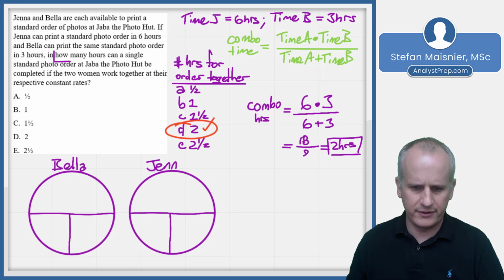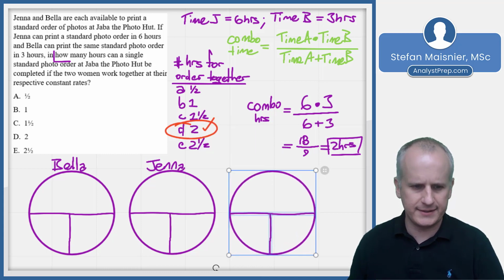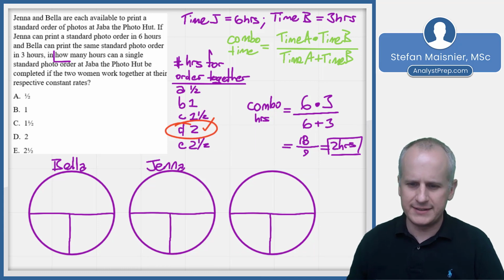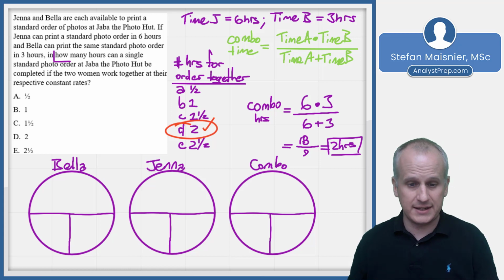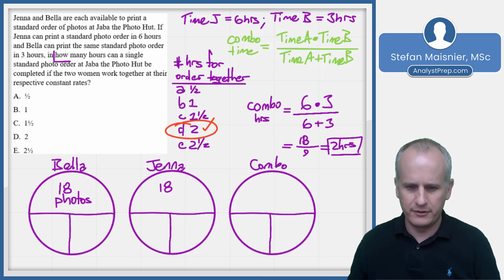And we're going to have a combo circle. So setting this up, everything is dictated by how many photos are in a standard order. I've got 6 hours and 3 hours. So it probably is the case that 6 times 3, 18, is an easy plug-in value. And it's not an accident that that shows up here. So we've got 18 photos as our photo order, as the work for each of the 3 circles.